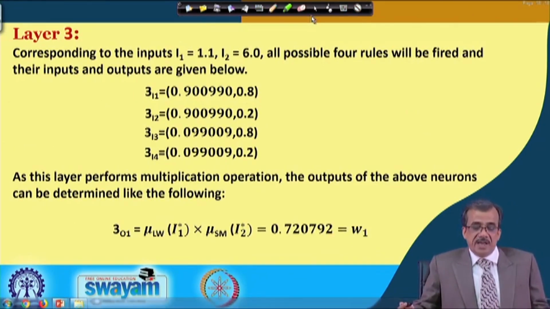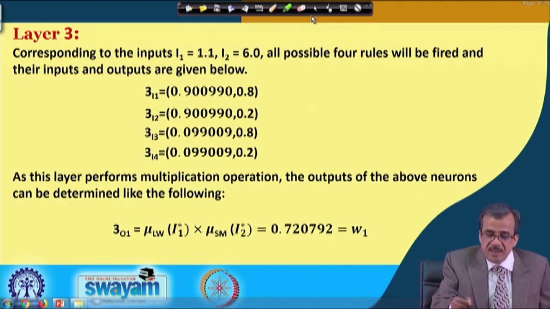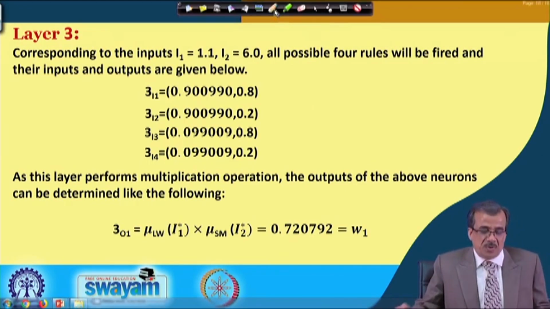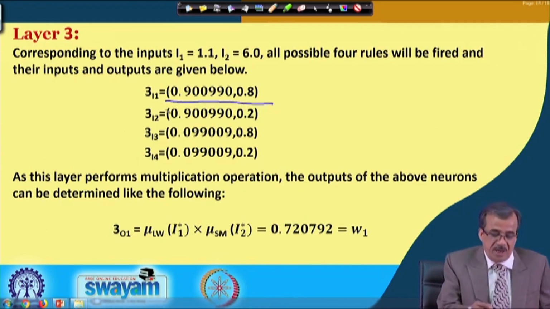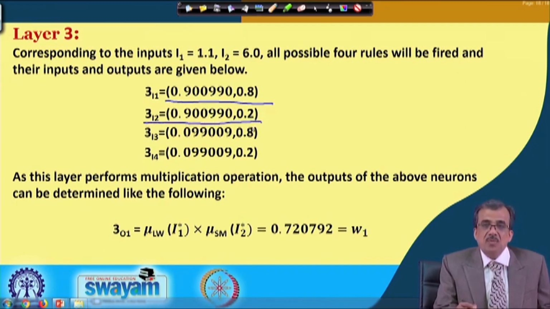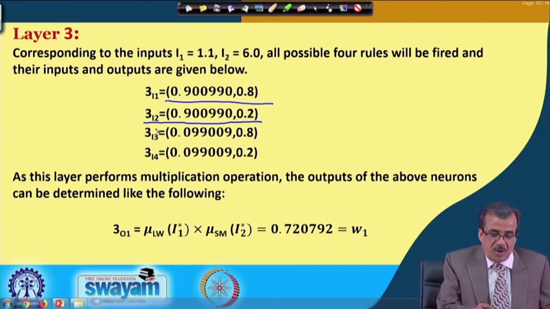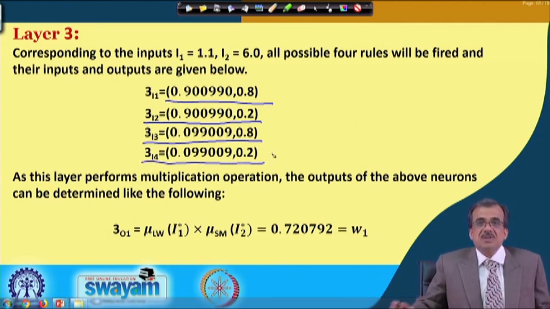Now, then comes your layer 3. This layer 3 is going to represent all the 4 possible rules for this particular reasoning tool, and here you can see that the input of the first neuron lying on the third layer is nothing but the 2 values of the membership. Similarly, the input of the second neuron lying on the third layer is nothing but the 2 values of the membership. Then the input of the third neuron lying on the third layer is nothing but this. Then the input of the fourth neuron lying on the third layer is nothing but this.